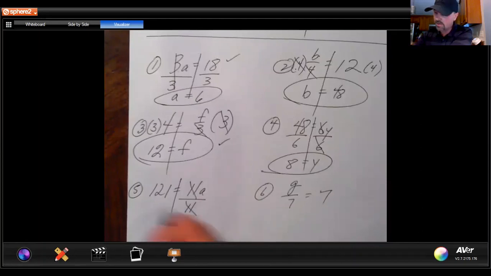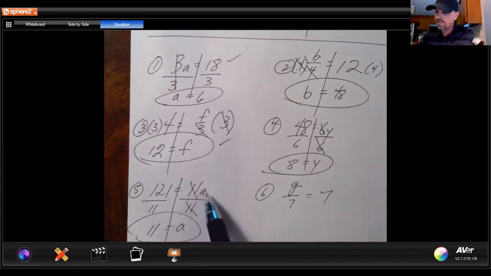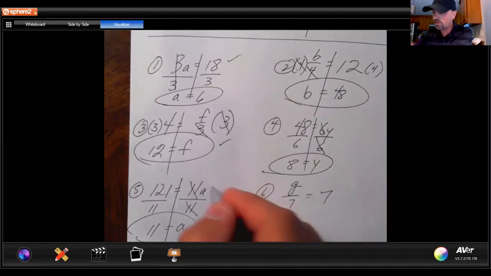Keep it balanced. Divide one side by 11. Divide the other side by 11. 121 divided by 11 is 11. Plug it in. 11 times 11 equals 121. That's true.